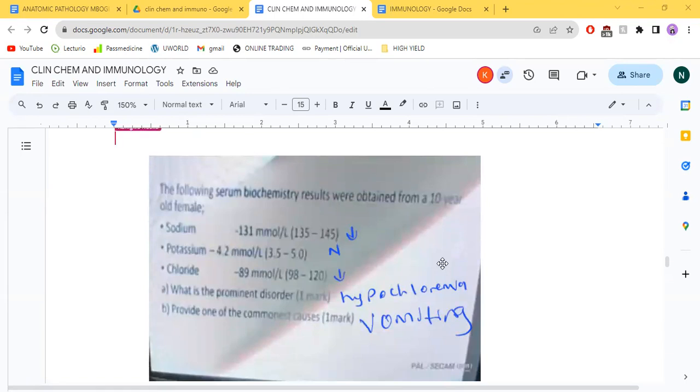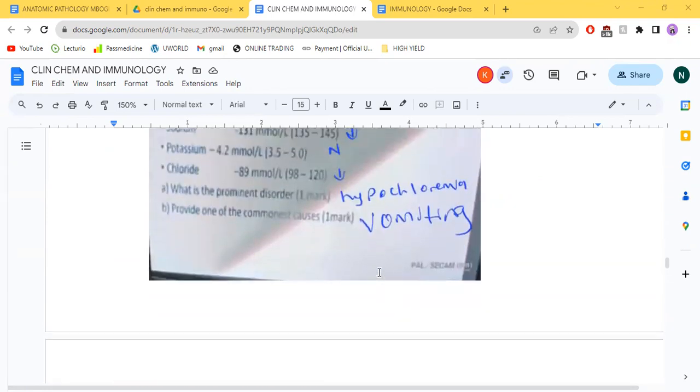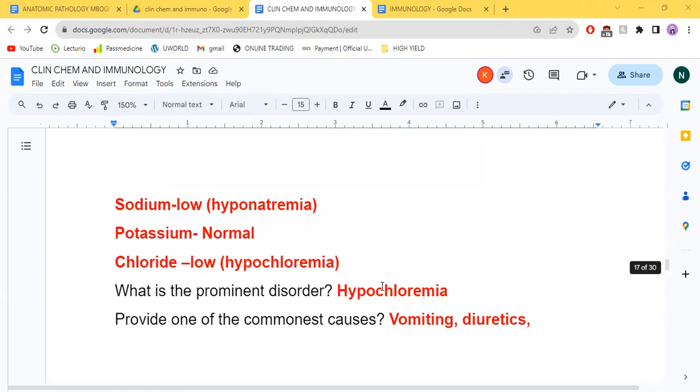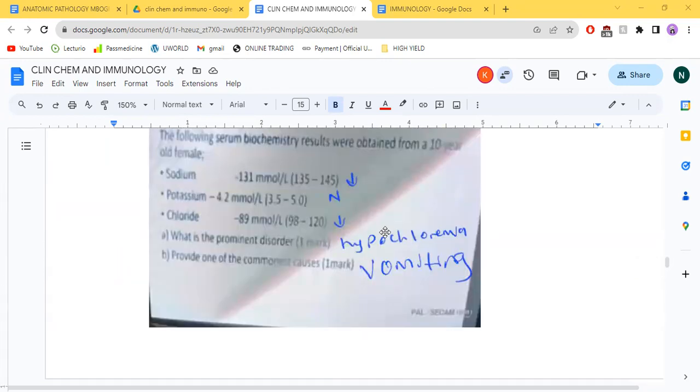All right. So the following serum biochemistry results were obtained from a 10-year-old female. Sodium 131, it's low, potassium 4.2, normal, chloride 89, so it's low. What is the prominent disorder? And then provide one of the commonest causes. So we have hyponatremia and hypochloremia. But the prominent one, we'd say hypochloremia, because 131 is low, but it's not as low as the chloride. One commonest cause is vomiting and diuretics.